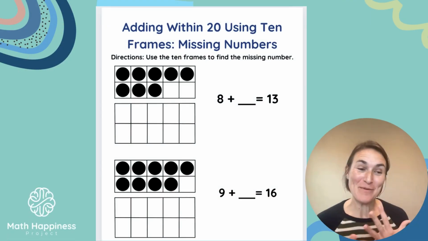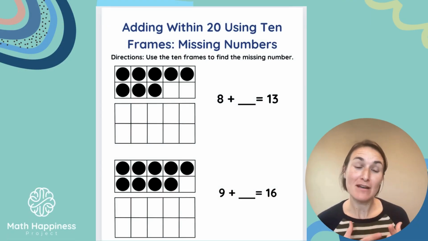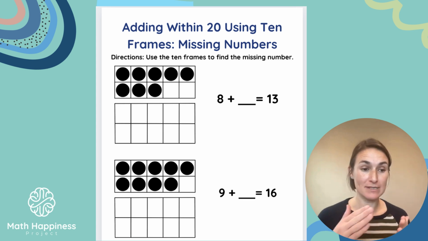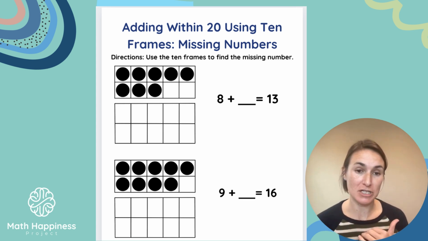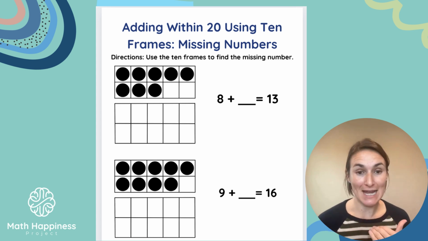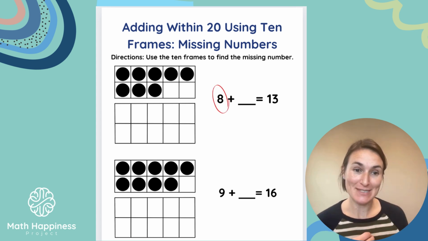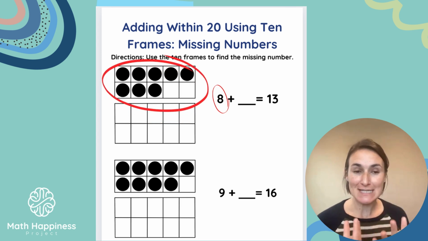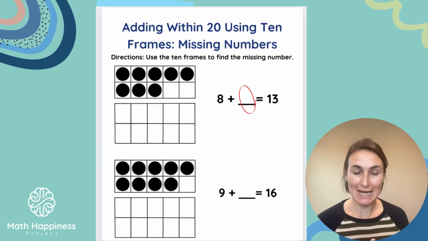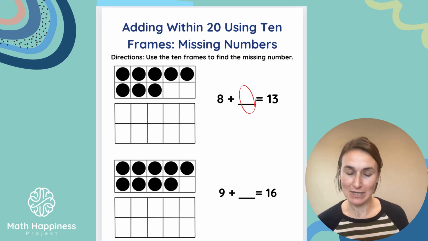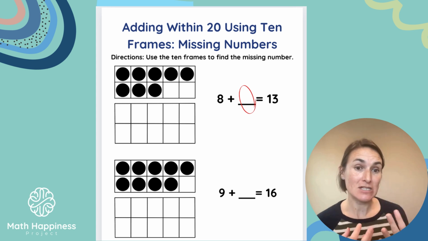So if this is the homework your child is working on, I would start by having them make the connection between what they're seeing in the 10 frame and what they see in the equation. So I see an 8 in the equation, and I also see 8 dots filled in the 10 frame. I know I have to add something to the 8 in order to get 13, but I don't quite know what that is yet. So the idea is to use these 10 frames to help find the missing number.